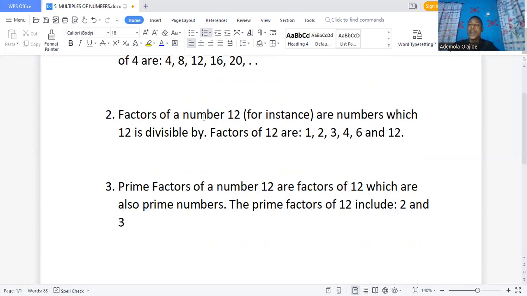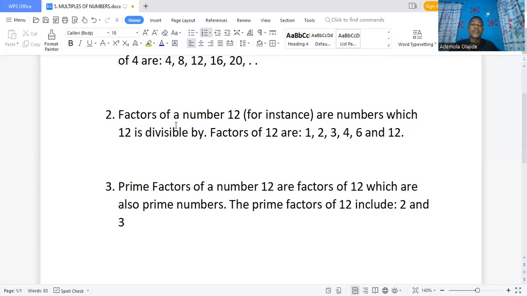For example, among the divisors of 6 is what? Is 2. 2 can divide 6 directly. Therefore, 2 is a factor of 6. 6 can divide itself directly one time. So 6 is also a factor of 6.